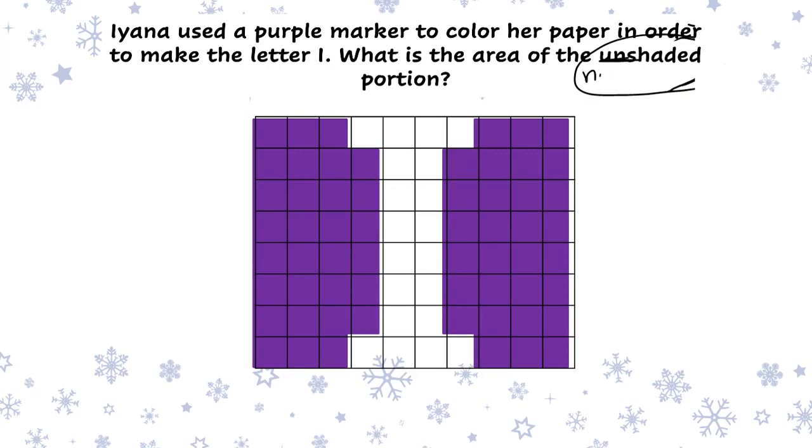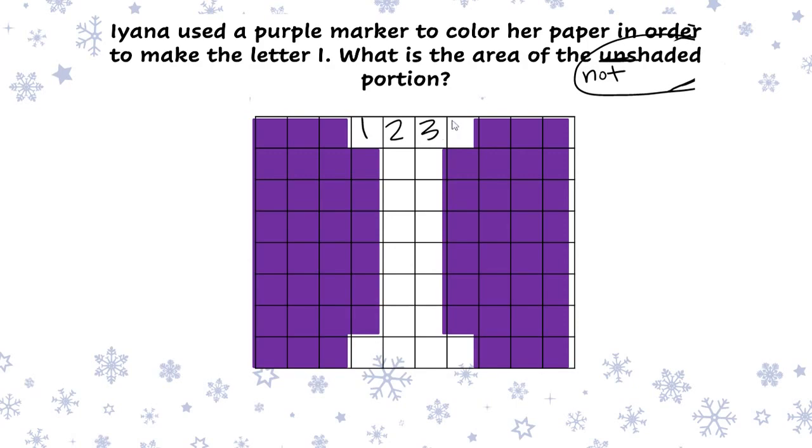Un means not. So we're only counting the area that is not shaded. So once again, I could count all of those squares and I could find out the area of the entire thing. But this question is only asking me to do the unshaded portion. And usually the unshaded portion is always going to be the part that is left, the remaining white. Okay, so I'm only counting the white squares.